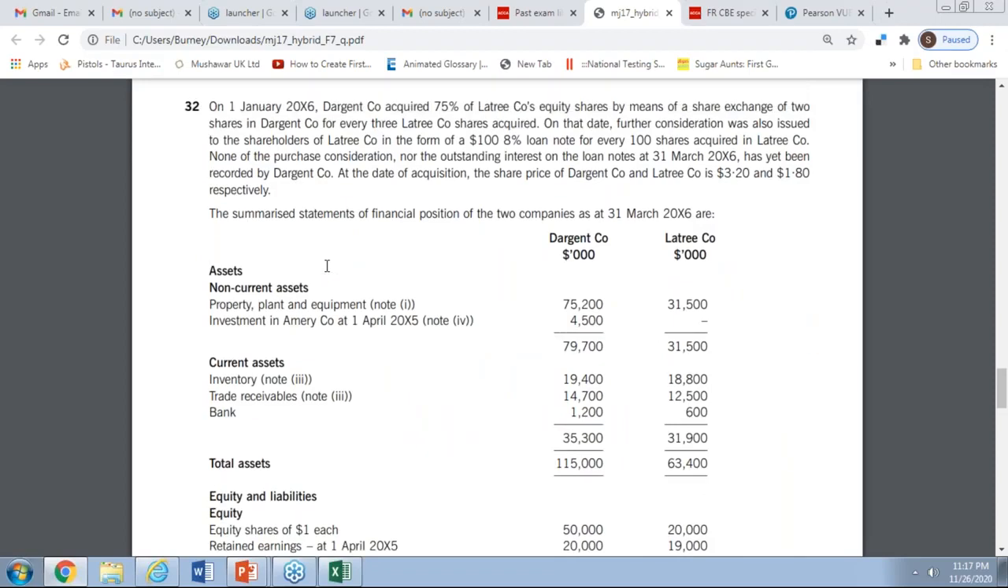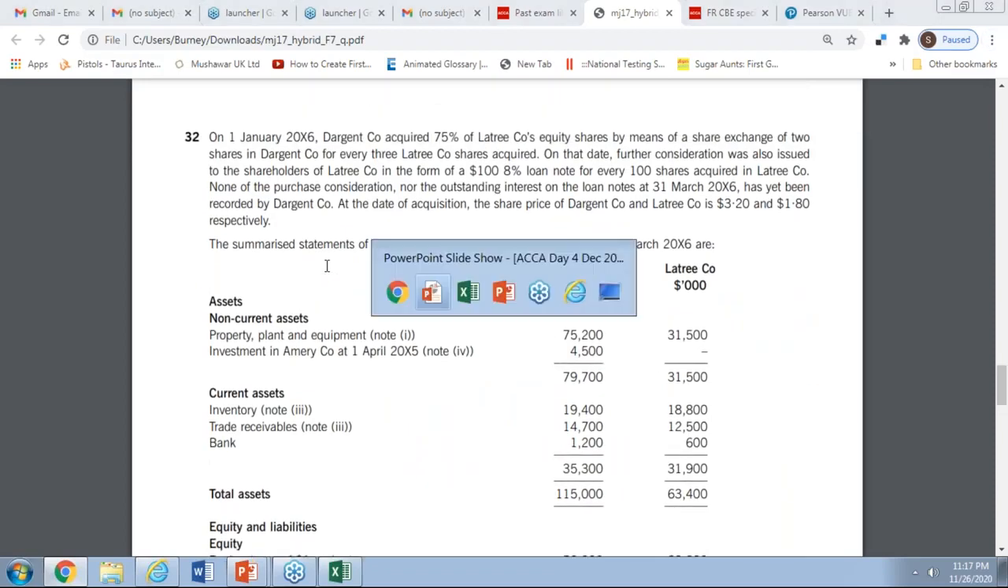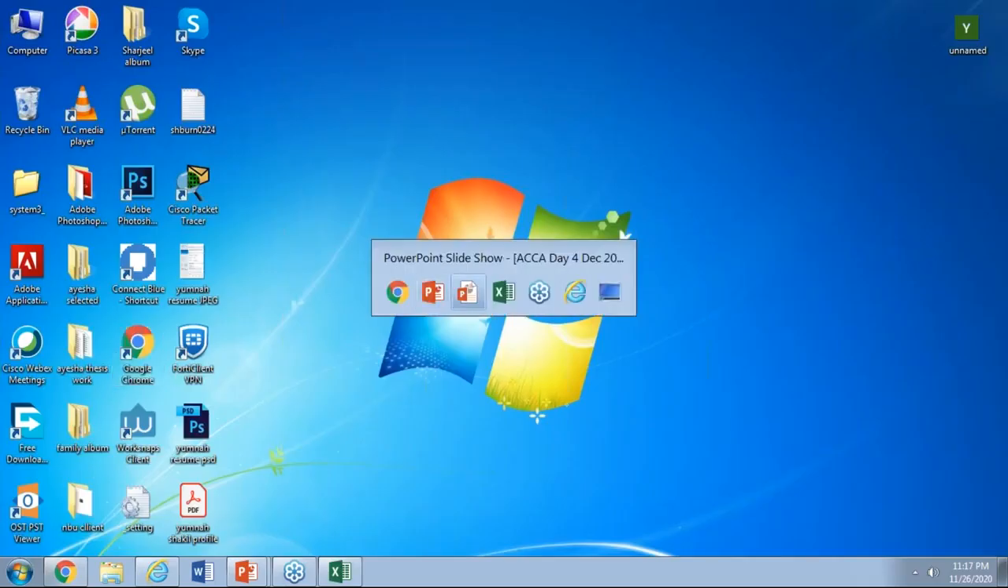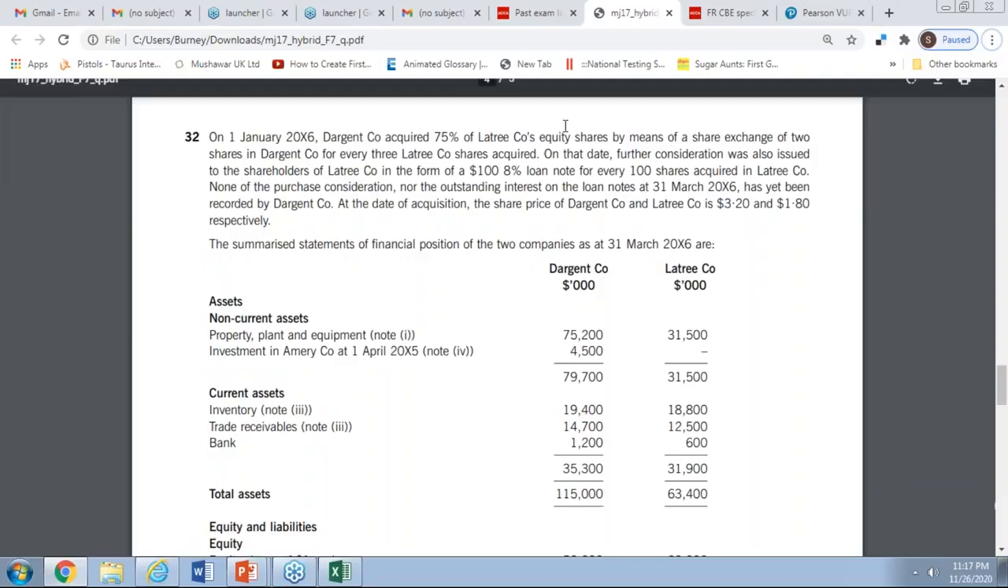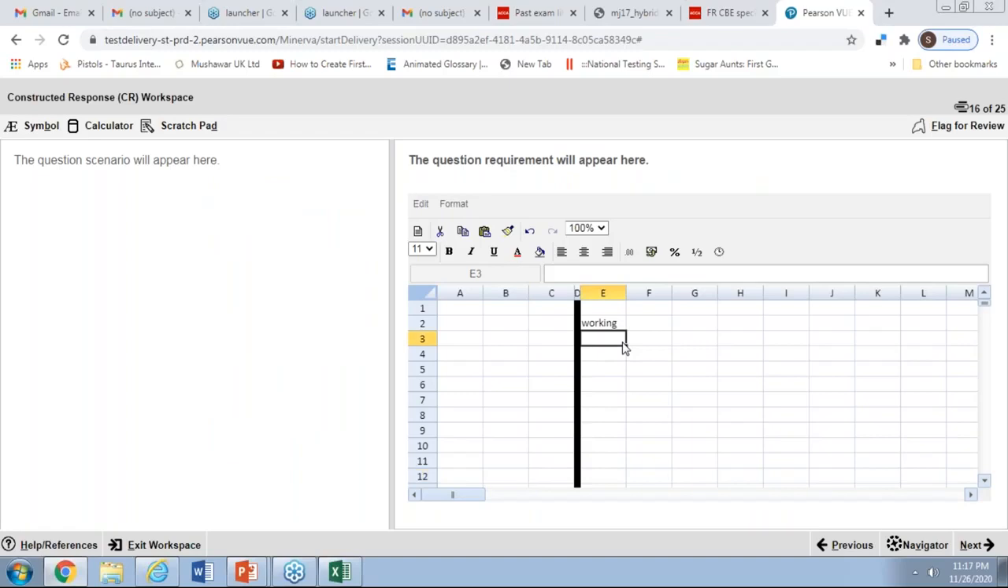So working on it, 20,000 is the total number of shares of the electric company. The group has acquired 75% of the shares, and the NCI holds 25% of the shares. That means the share distribution will be in this manner: 75% of the total shares of the electric company and 25%. This is how we calculate the total shares.